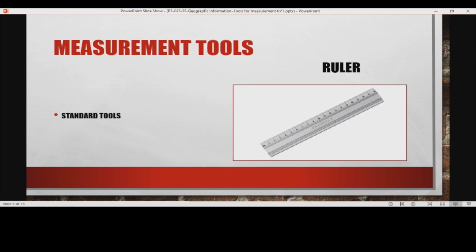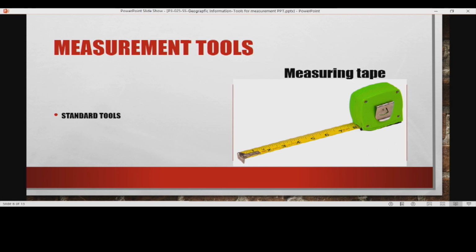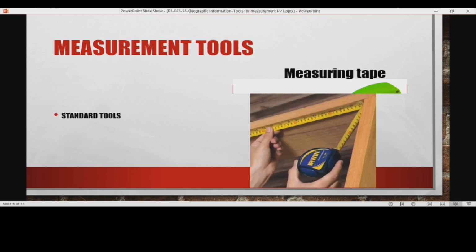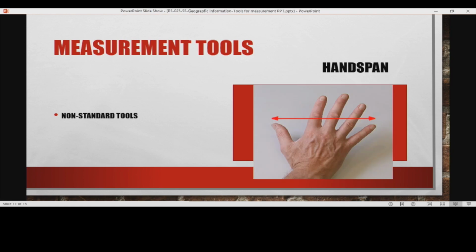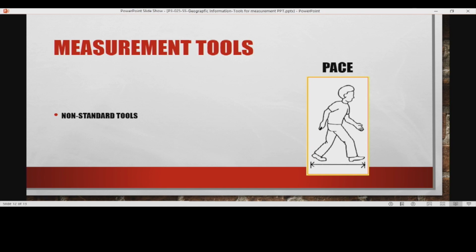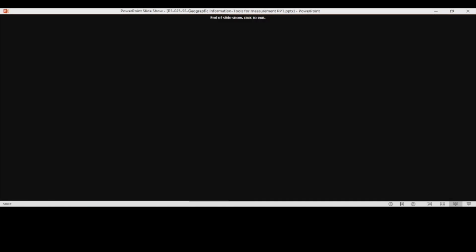We have ruler, measuring tape, accurate. Arm span, hand span, pace, not accurate. Any questions, guys? No. Well done.